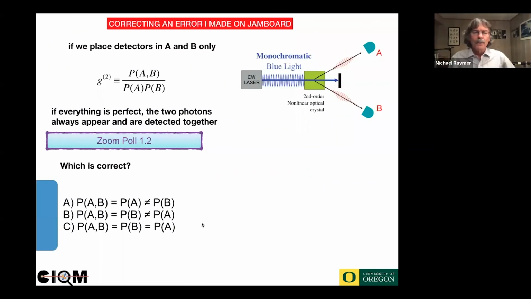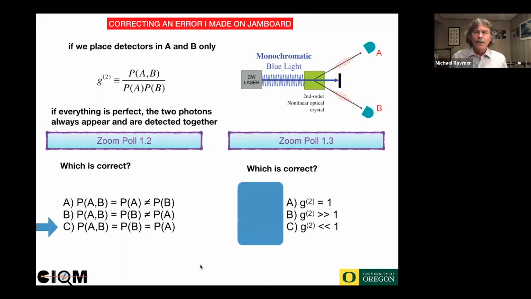Poll, share results. Good, most people selected the correct answer, which is the bottom one here, which is that the probability that both detectors click equals the probability that B will click, which also equals the probability that A will click, because they all happen together. If B clicks, you know that A clicked as well, ideally. Okay, very nice. Correct, that is correct. So think about that. If you selected a different answer, think about why this is the correct answer.